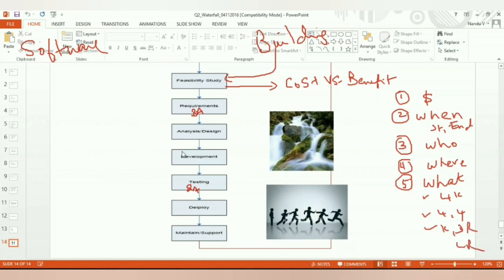Who defined it? It is you, the owner of the home, owner of the building, who defined it. Let's say for namesake, husband and wife. So with what you want, location, parameter, who is the builder, start time and end time, your budget, you calculate the cost versus benefit, everything looks good. Then you go to requirements.